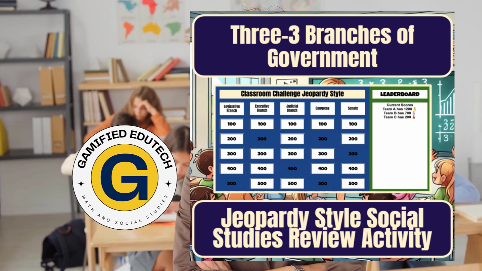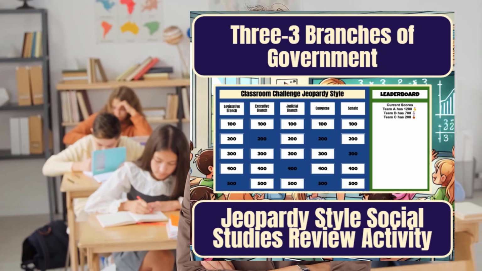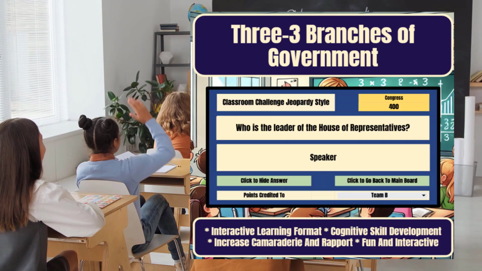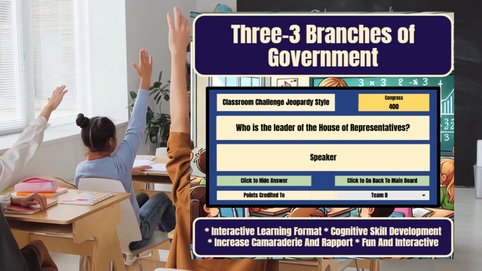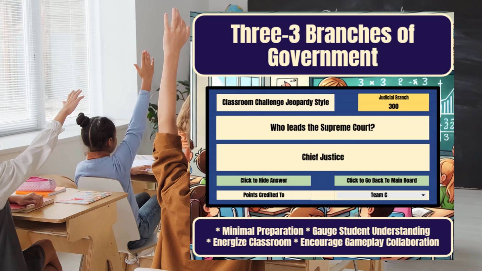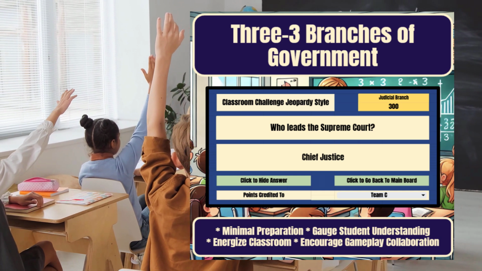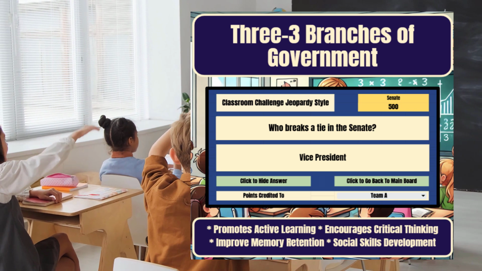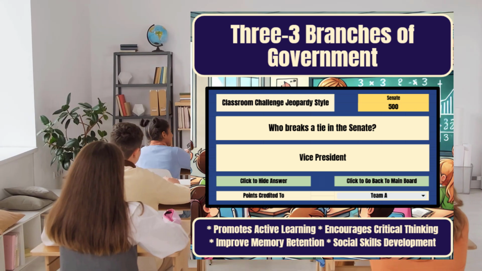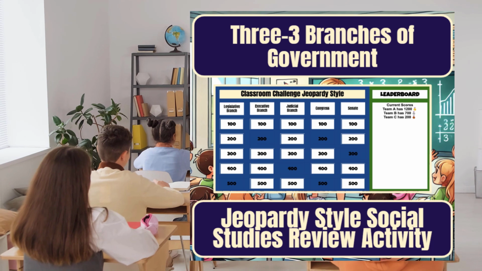Today, we're excited to highlight one of our top resources, Jeopardy, 3 Branches of Government Social Studies Review Activity. This digital activity, built in Google Sheets, turns your classroom into a Jeopardy game show with a civics twist, perfect for mastering the US government. Featuring 25 engaging questions across 5 categories, it's a fantastic way to review social studies. Let's dive into what it brings to the table.